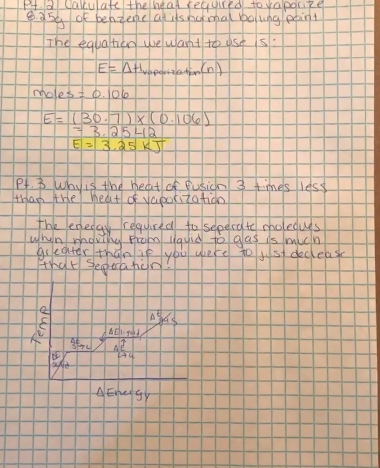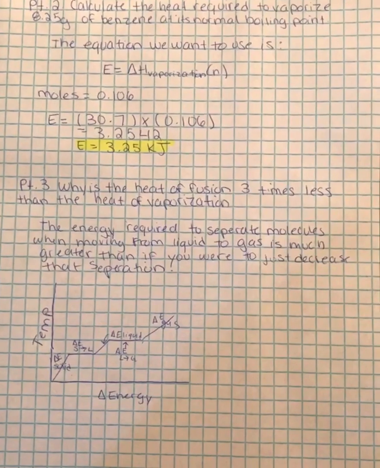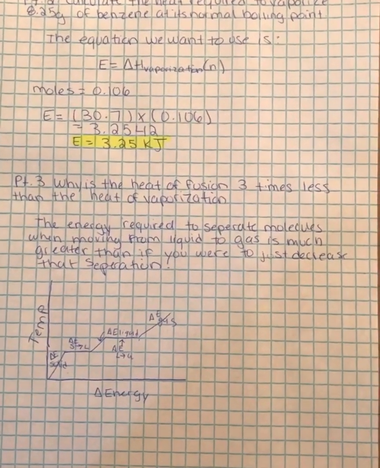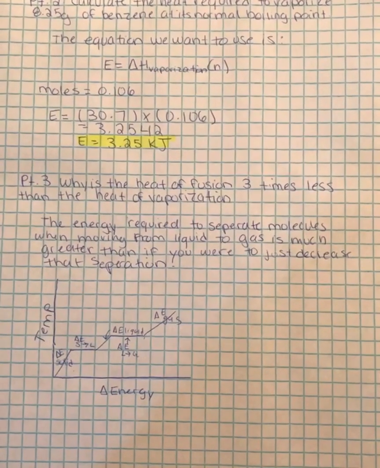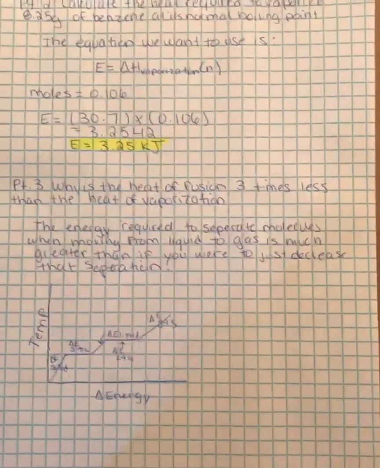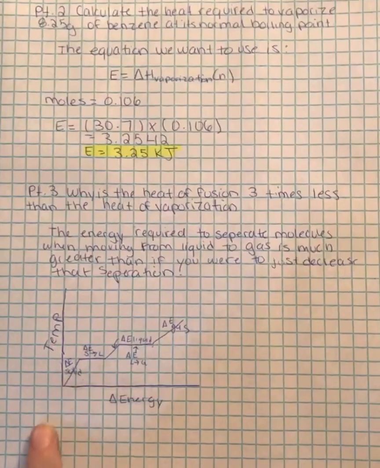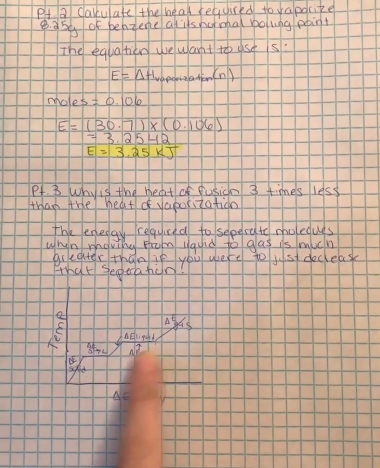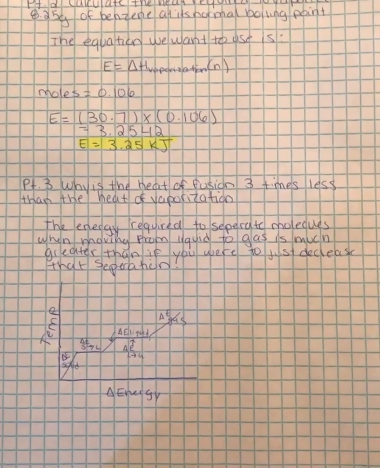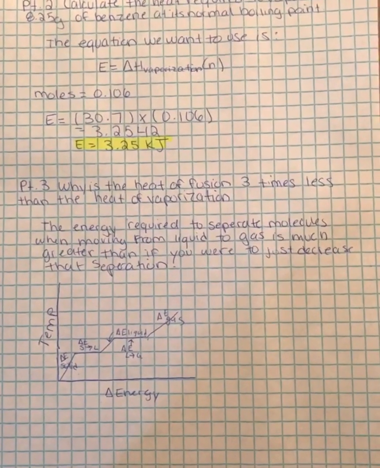The last part of the equation is, why is the heat of fusion 3 times less than the heat of vaporization? Well, the heat required to separate molecules when moving from liquid to gas is much greater than if you were to just decrease the separation. As we go from left to right, the energy increases as we go up from solid to liquid to gas. And that is how you solve number 96.